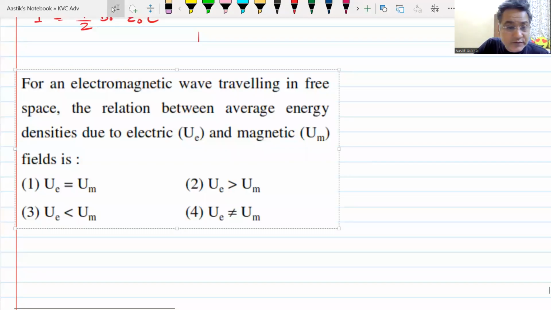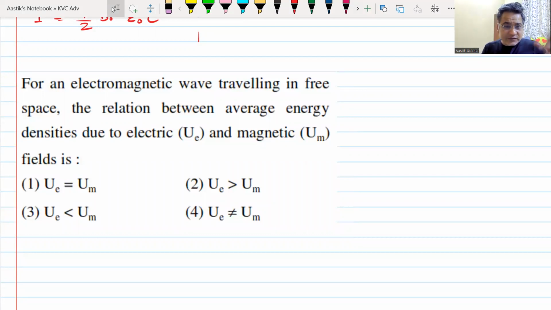So this is the next one. For an electromagnetic wave traveling in free space, the relation between average energy density due to the electric field and the magnetic field is what? What, my dear friends, is the answer? Option 1. Option 1, both are the same. I hope we realize this and we understand this. Yes or no? Yes.